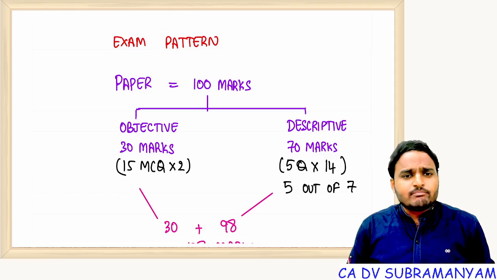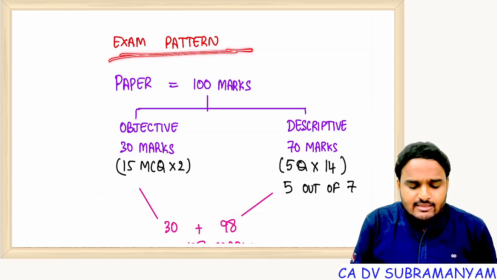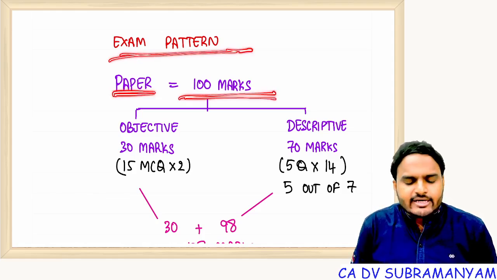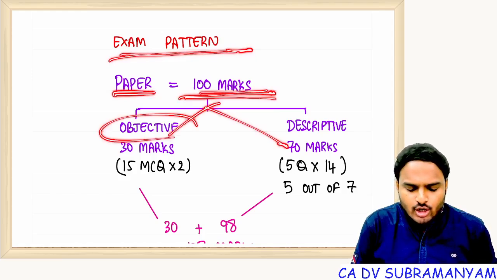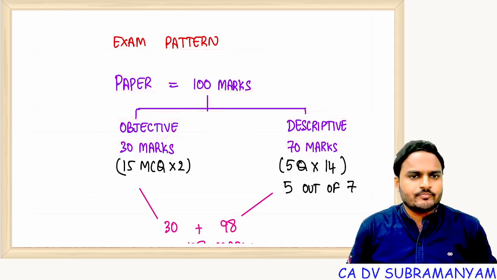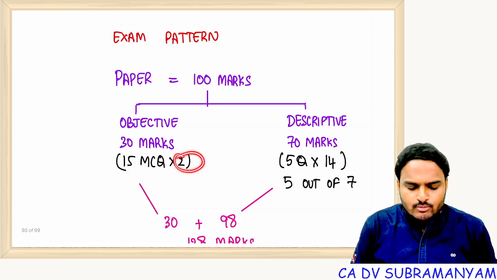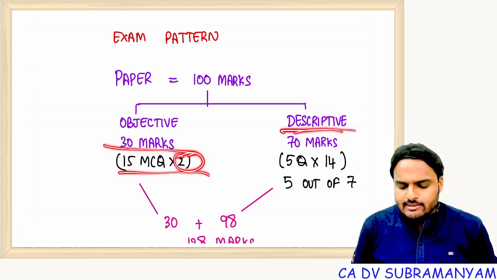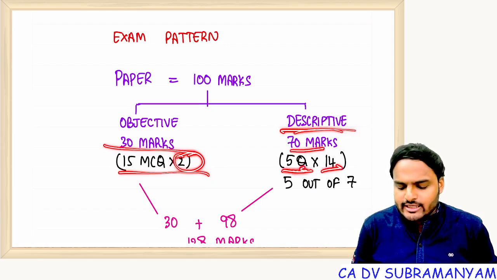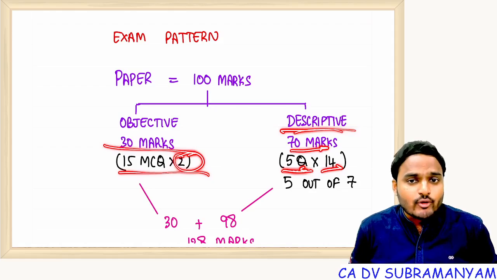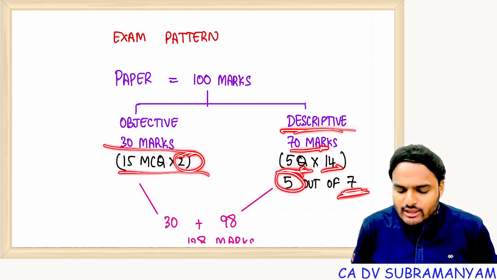Most important point of this video I'm sharing with you right now. Just listen carefully. Coming to the exam pattern, each paper, the weightage is 100 marks. And this 100 marks is divided into two categories. One is objective, the second one is descriptive. Okay, objective, you will get 15 MCQs. Each MCQ carries 2 marks. So 15 into 2, 30 marks. Descriptive, you need to attempt 5 questions. Each question carries 14 marks. 5 into 14, 70. But here, the important point is, you will be given 7 questions. Out of 7, you need to attempt only 5.